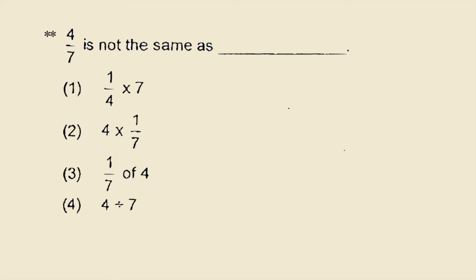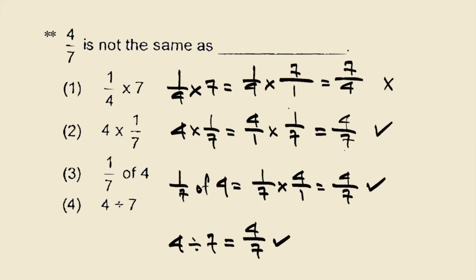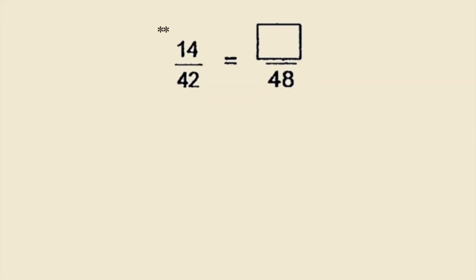Now, 4/7 is not the same as which? Okay, hang on. If you understand 4/7, what does that mean? 4/7 basically is 1/7, 1/7, 1/7, 1/7, 4 times, right? So that's 4 × 1/7. So this is actually the same. But we want an answer that's not the same. Okay, actually, the first one is not the same. Well, what is 1/4 times 7? It actually turns out to be 7/4. So this is obviously wrong, and it happens to be your first choice, so you can obtain your answer straight away. Well, to confirm, you can just calculate and make sure that the other 3 choices are the same, but not necessary.